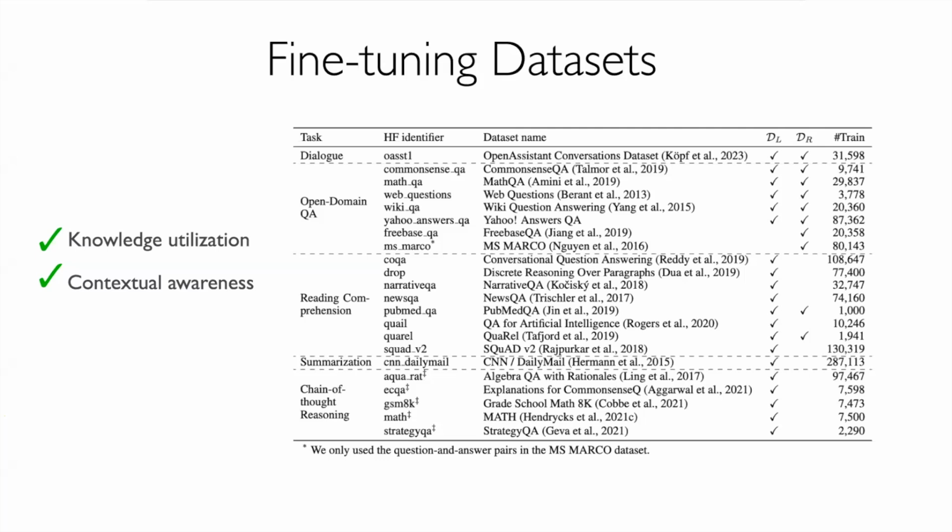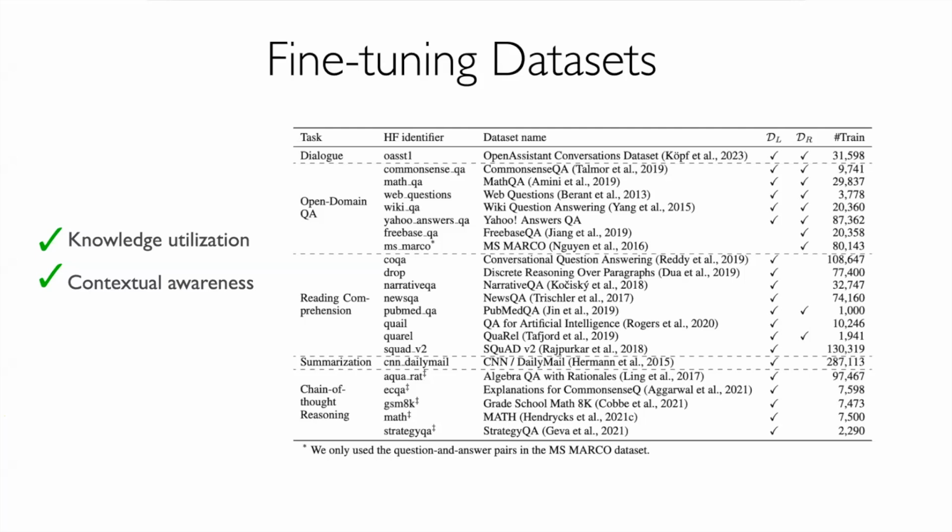So based on how popular the dataset is, which we think is an indicator of their quality. And also we found that we can use different sets of datasets for the language model and the retriever, as the DL and DR datasets shown here.